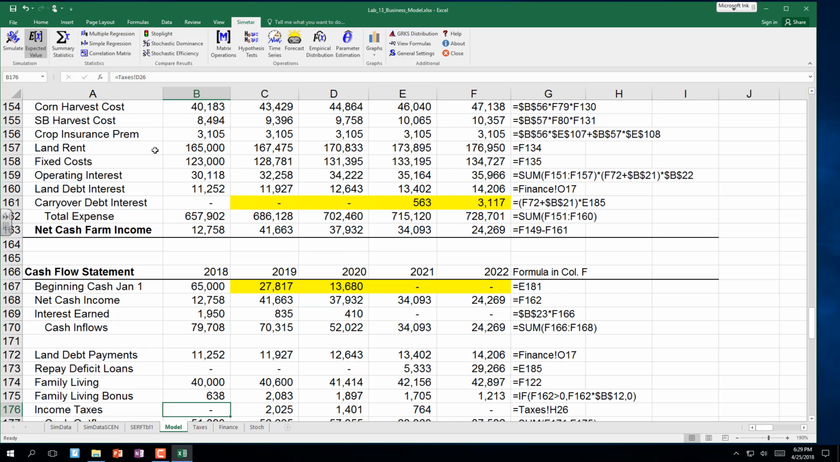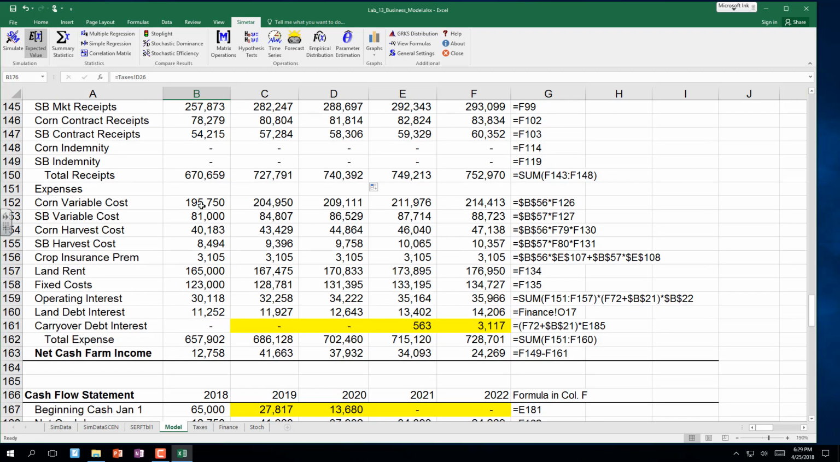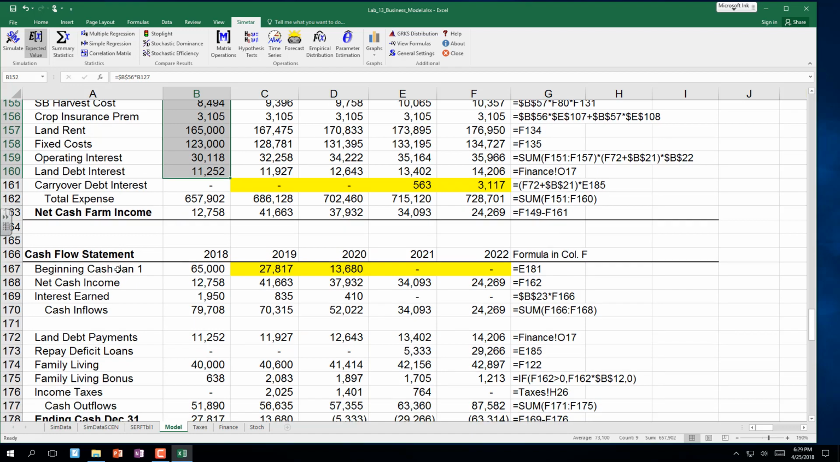Now, if your expenses are way too large and you've got huge negative net cash incomes here, then go in and look at each one of your expenses to find out where they came from and why they got large on you. Okay. And that's a reason for putting them all in there explicitly, okay. Every source of it.